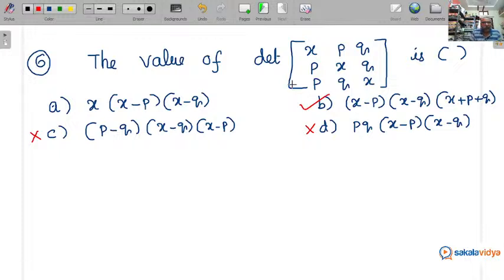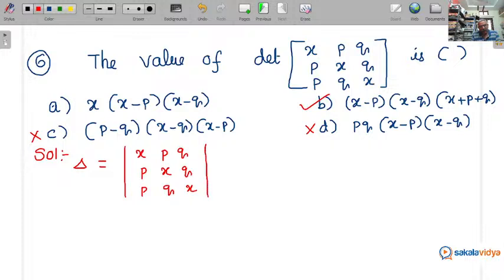How to find out? Let me explain. We need to find the determinant of this matrix. See, my dear students, let us say delta, the determinant, in between two bars you write x p q, p x q, p q x. Here apply C1 is written as C1 plus C2 plus C3. Either row operations or column operations can be performed.